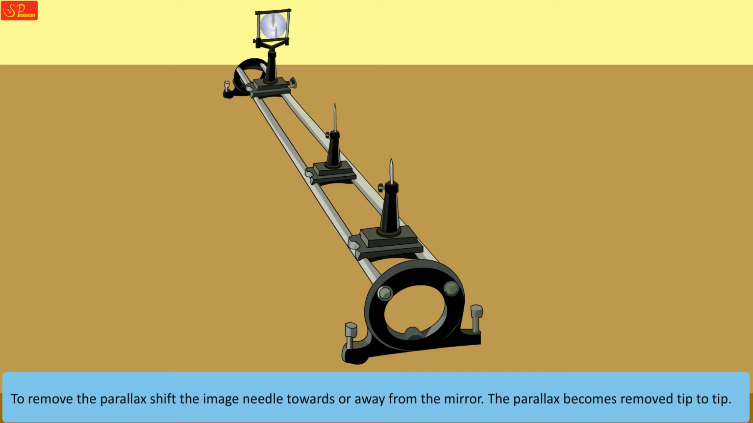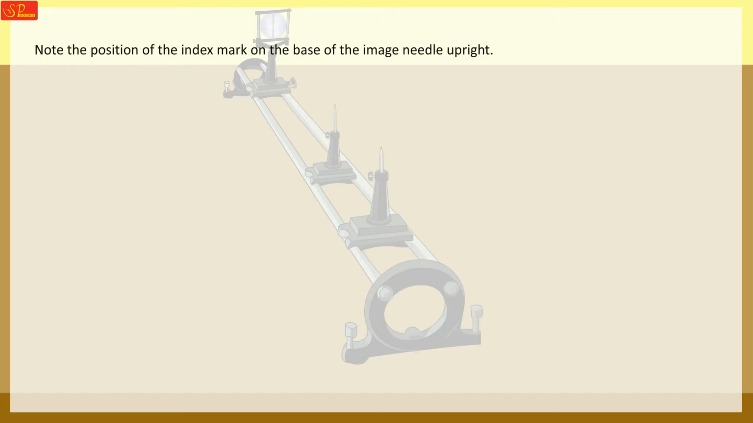To remove the parallax, shift the image needle towards or away from the mirror. The parallax becomes removed, tip to tip. Note the position of the index mark on the base of the image needle upright. Record all the positions of the index marks in the table.